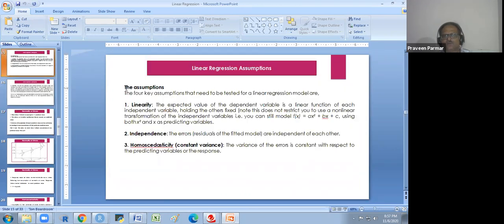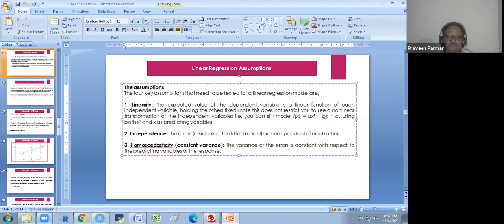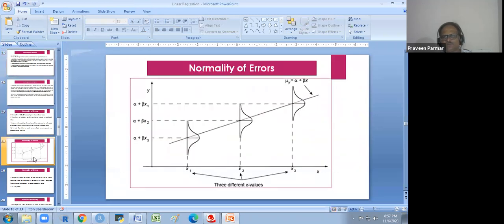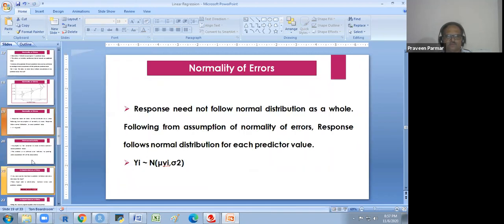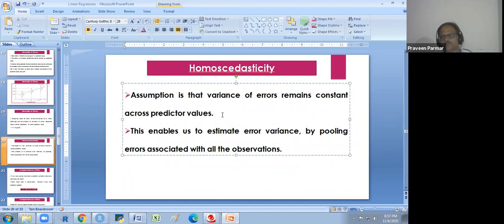So tomorrow we have lots of discussion with all these assumptions. I will explain each and every concept of the normality of the error, the residuals, which should always be normal. And the assumption that the variance of the error remains constant across the predictor values. So I will explain all these things tomorrow.